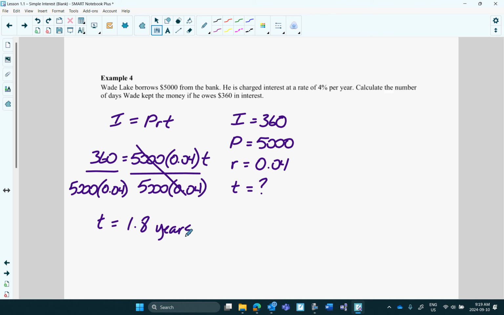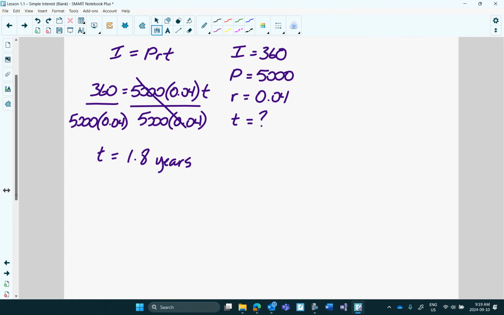Sorry. Yes, calculate the number of days. So how do I calculate how many days is 1.8 years? How many days a year? 365, so I just multiply 1.8 by 365. And I'll get 657 days. Yeah, if it didn't ask for the days, you can just leave it as years.